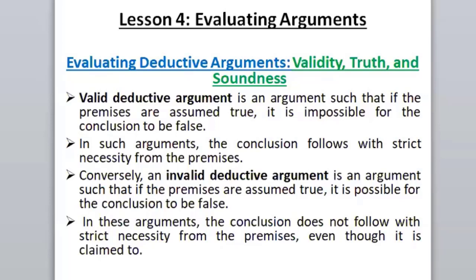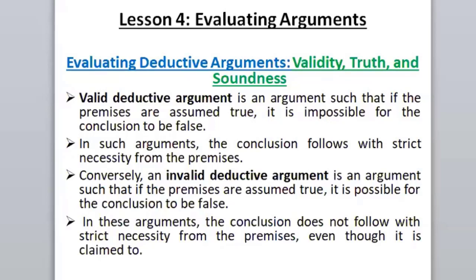So here you can understand that the reasoning process, or the inference within the argument from the premises to the conclusion, flows in a strict necessity. Which means if we assume that we have true premises, in the case of a valid deductive argument, it is impossible for the conclusion to be false. So we are certain the conclusion is also true.